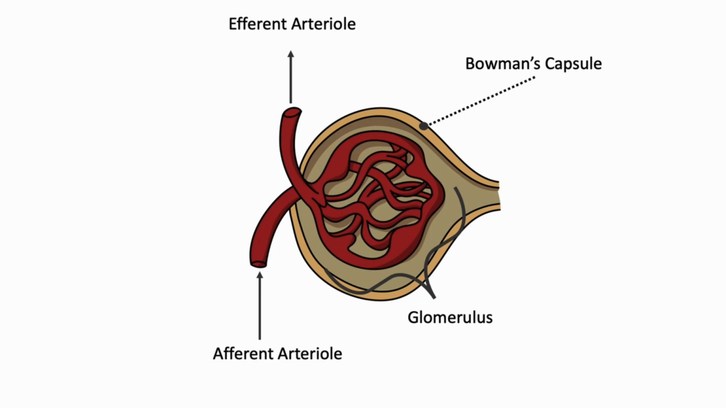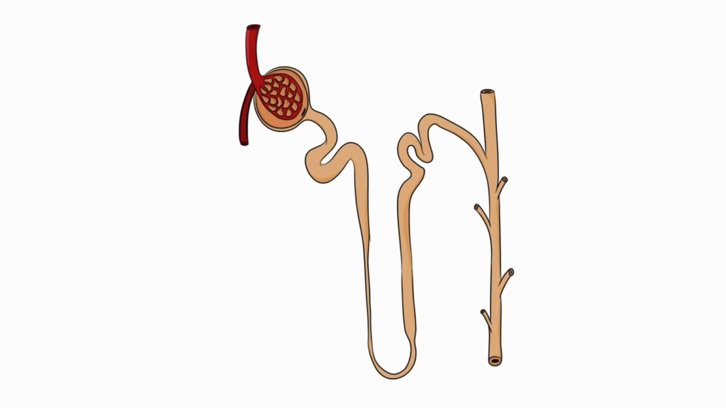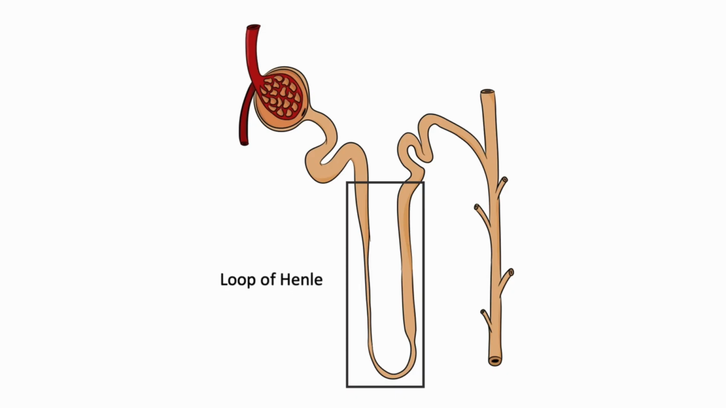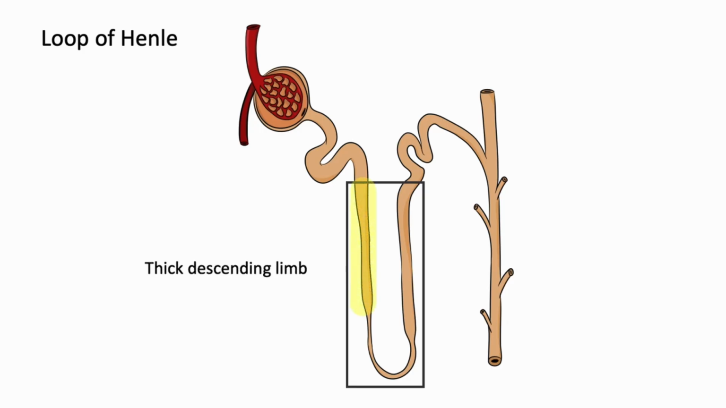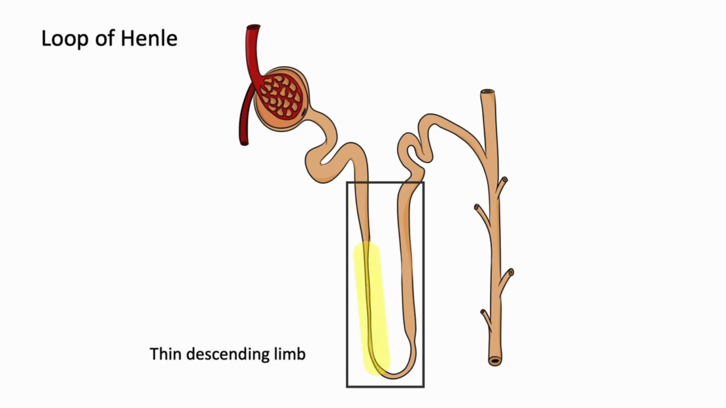Let's zoom out to look at the whole nephron again. After the filtrate enters Bowman's capsule, it flows to the proximal convoluted tubule. Next is the U-shaped portion, which is called the loop of Henle. The loop of Henle is divided into parts: the thick descending limb, the thin descending limb, the thin ascending limb, and the thick ascending limb.